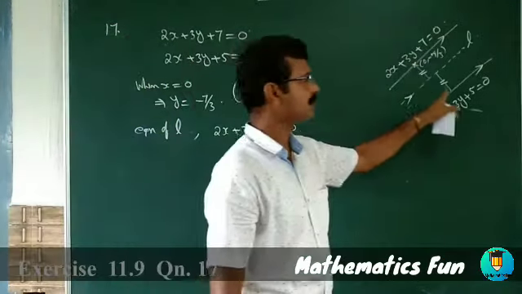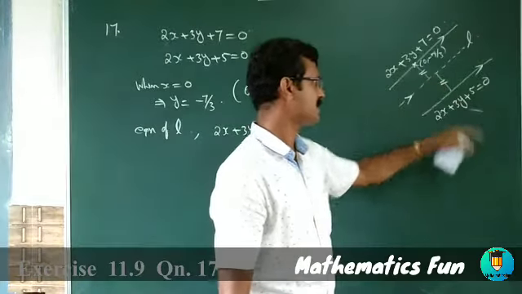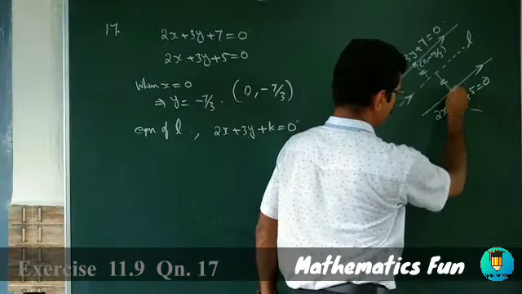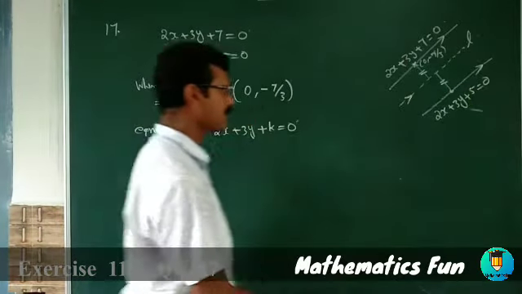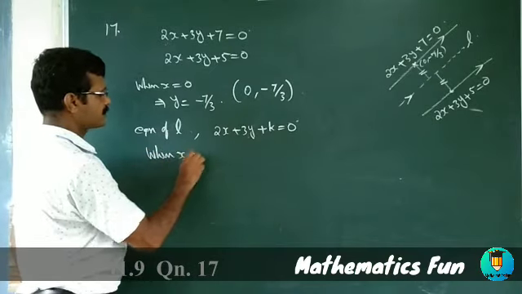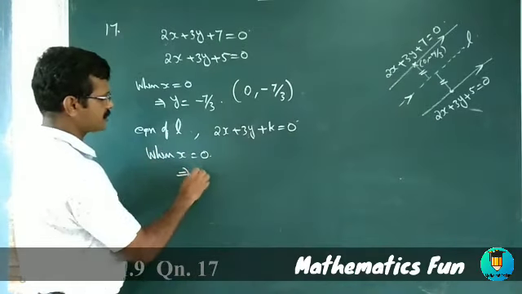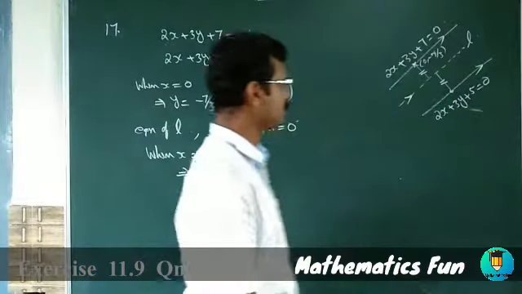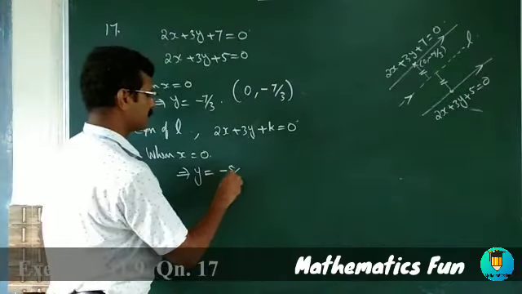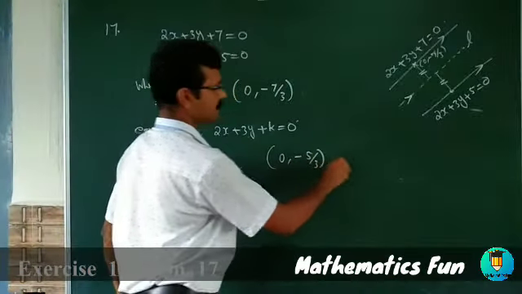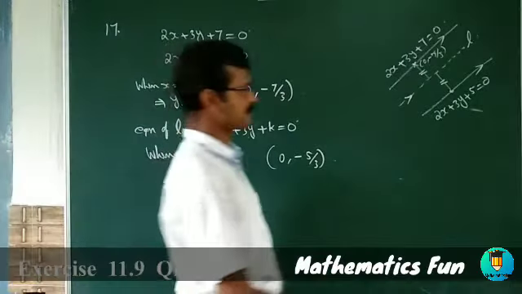For that, the equal distance is given, so I am going to equate this distance. For that, again I need a point here. I am taking a point, putting x is equal to 0 in the second line. When x is equal to 0, I get y is equal to minus 5 by 3. That means I get the point 0, minus 5 by 3. So this point also I got.